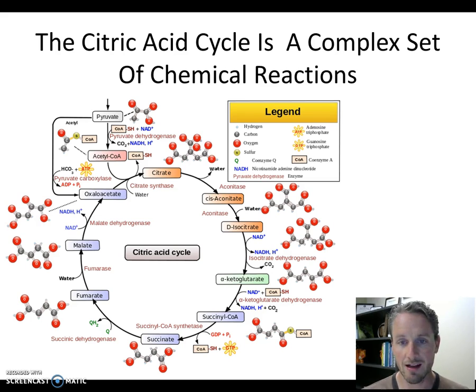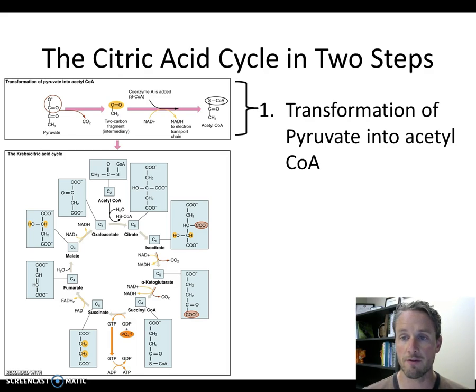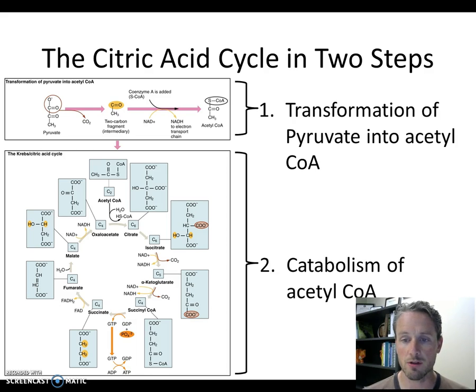So to accomplish that, let's look at a different diagram of the citric acid cycle here. And this one is broken apart into the 2 main steps I want to consider. So we're going to think about this in 2 steps. The first is where we're going to transform pyruvate into a chemical called acetyl-CoA. After that, we'll do step 2 down here, where we're going to catabolize acetyl-CoA.